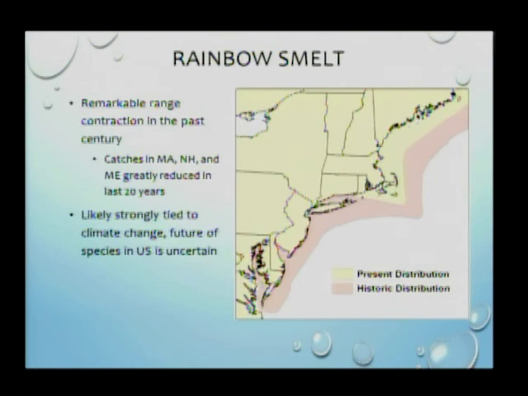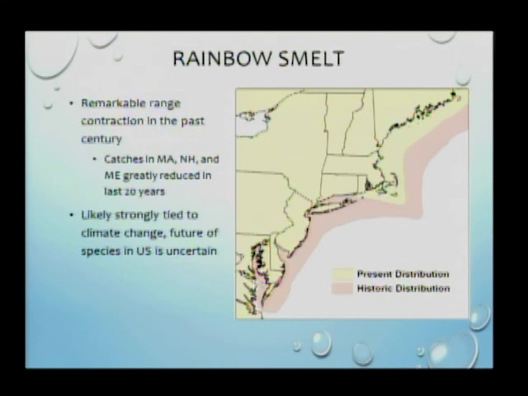Rainbow smelt. So the colors aren't showing up great on this figure, but basically the orangish pink is historic distribution, and this is like 1950. And now, this is the current. And you could probably even clip off Rhode Island now. The farthest south we can find rainbow smelt is the Wewantic River. So it's more like here.